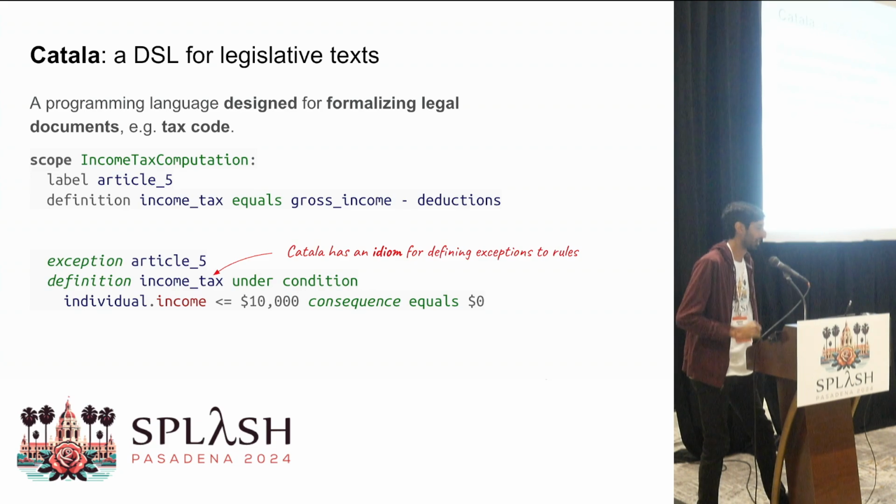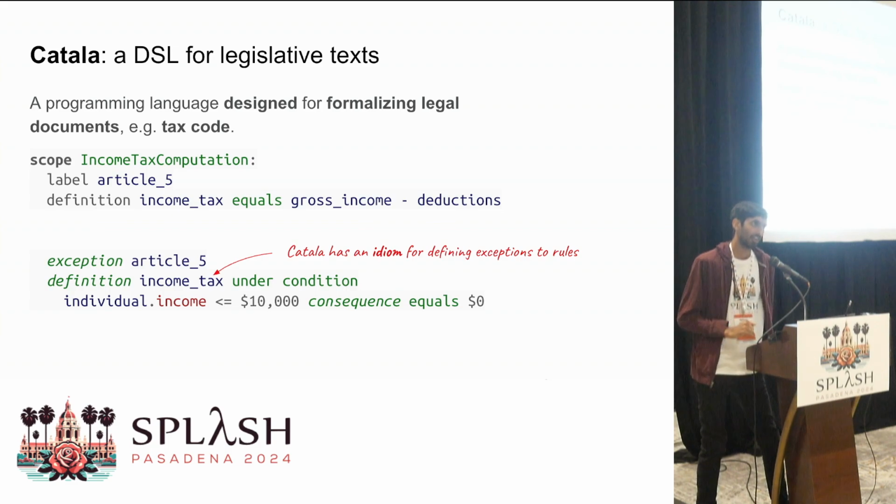And we're going to refer to these types of features as idioms, and Sam will talk more about idioms later in the talk. So in this case, our exception will check the condition that the individual's income is less than $10,000, and if so, the tax computation will return 0.